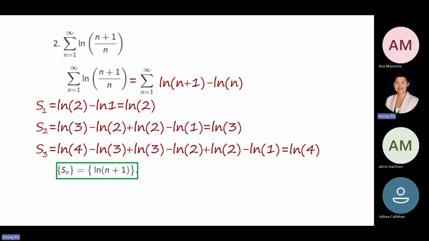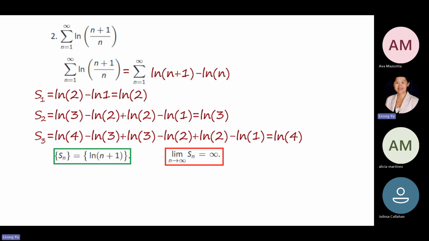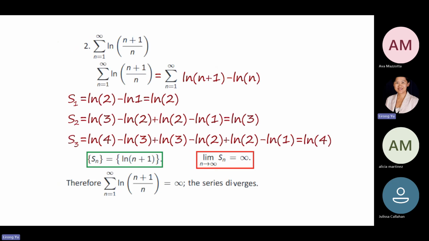So if we want to find the limit, as n goes to infinity, natural log of infinity equals infinity. It's a slightly smaller infinity, but it's infinity anyway. So the limit of Sn is still equal to infinity. That means this total sum, this infinite sum, equals infinity, so the series actually diverges. And that's our second example.